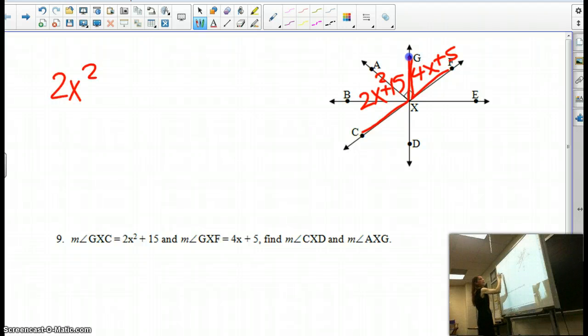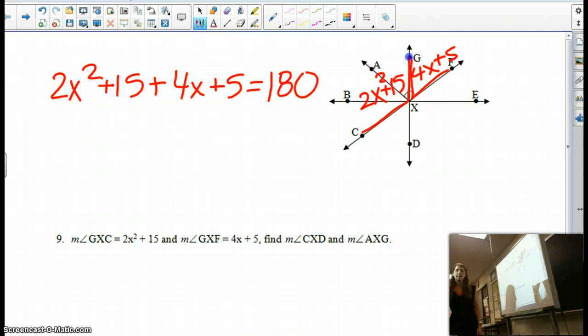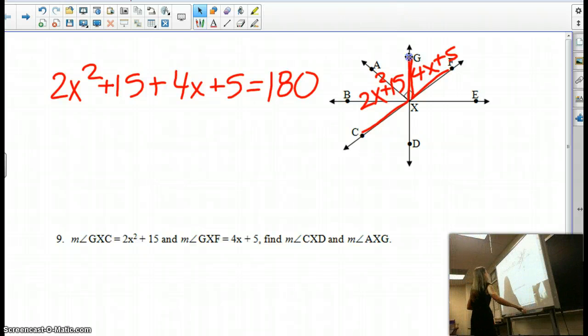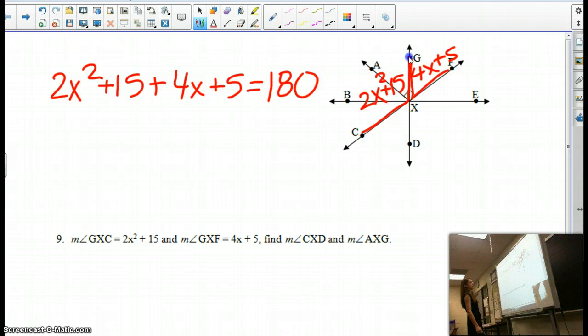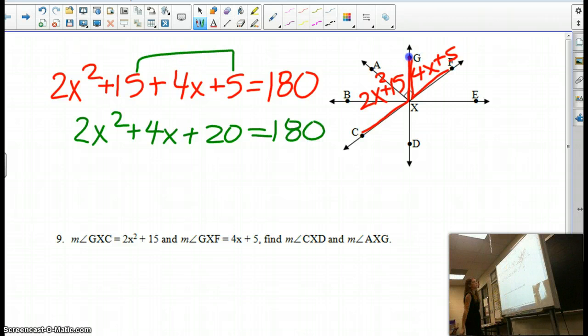Okay, so we've got 2x squared plus 15 plus 4x plus 5 equals 180. So we've got a nice little mess of stuff. So now we're going to clean it up. Let's get our broom out and let's sweep it up. Combine like terms and move everything to one side because I'm noticing it's a factoring problem. We've got 2x squared plus 4x plus 20 equals 180. So all I did so far was combine those.